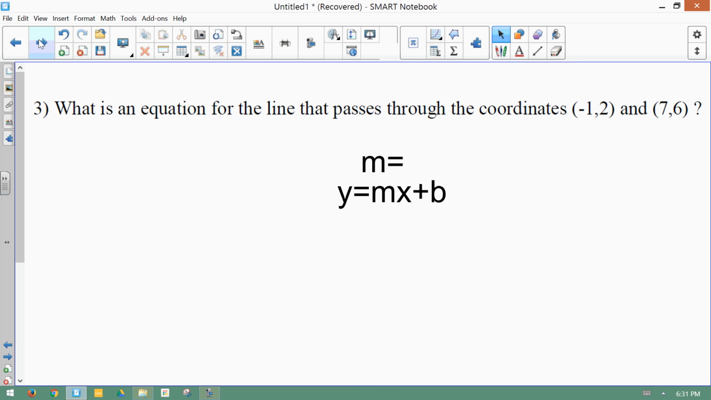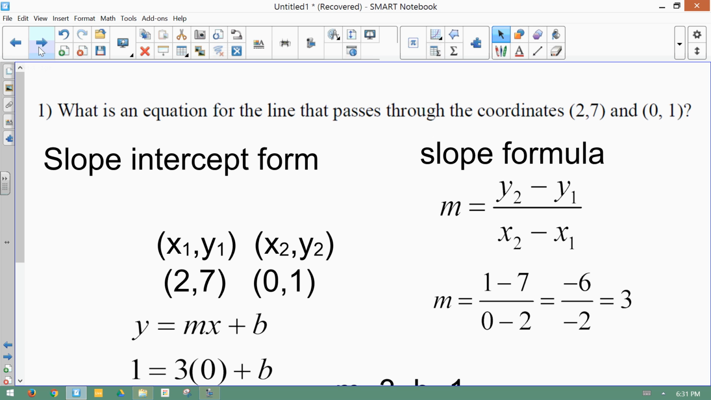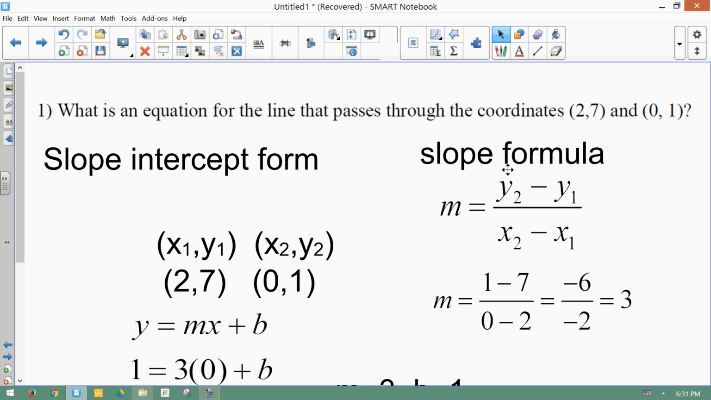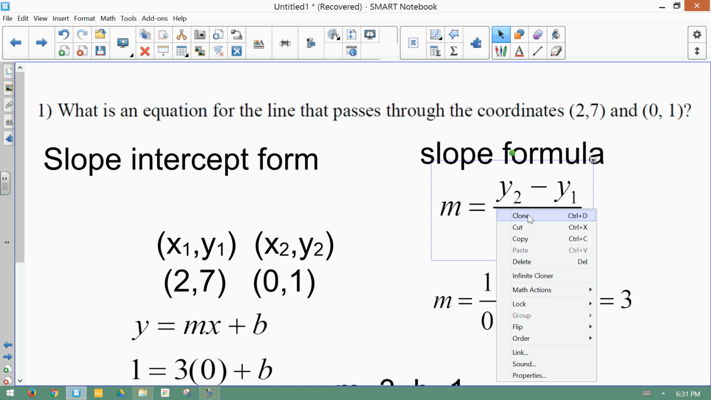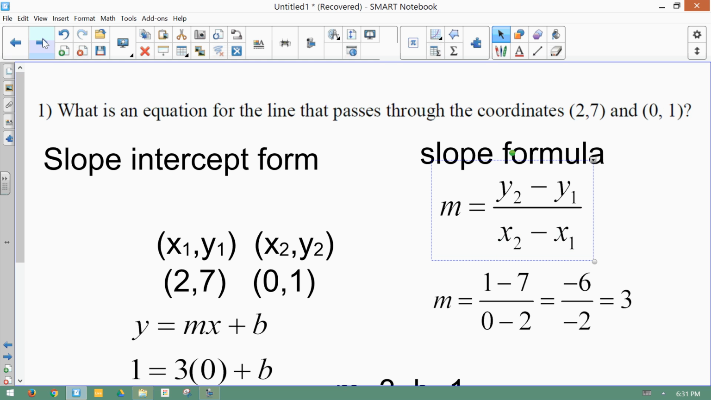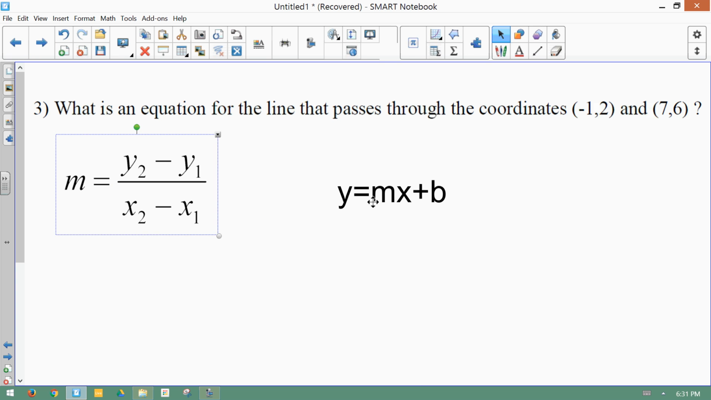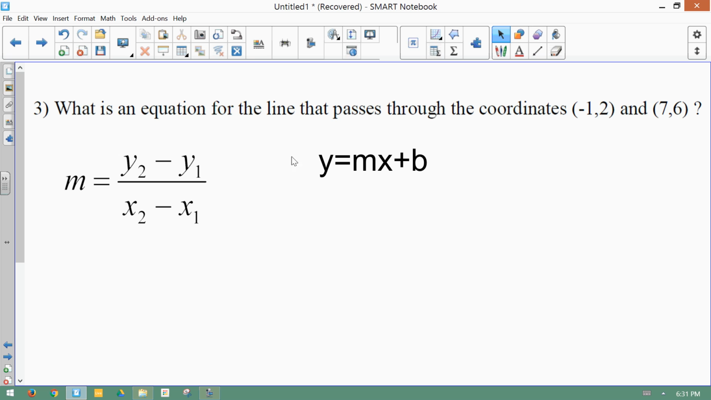Let's look at problem number 3. All right. I'll clear this up. All right. What is the equation for the line that passes through the coordinates -1, 2, and 7, 6? Well, let's use exactly the same formulas. Let's grab this one. Well, you need this. Okay, we got y equals mx plus b already.